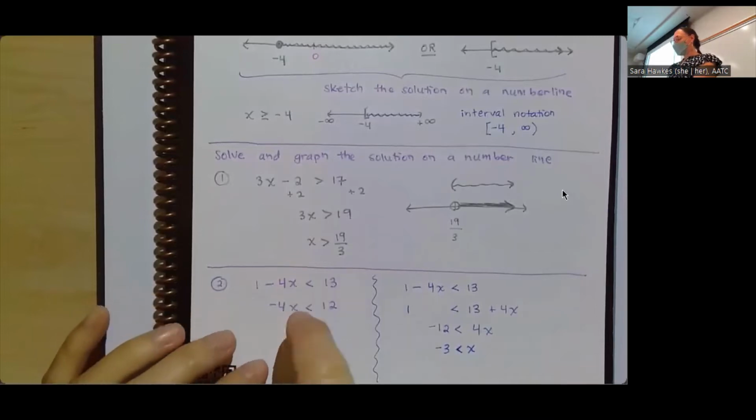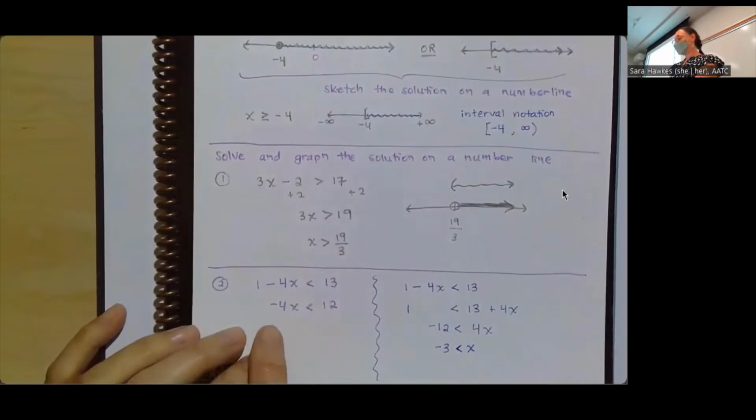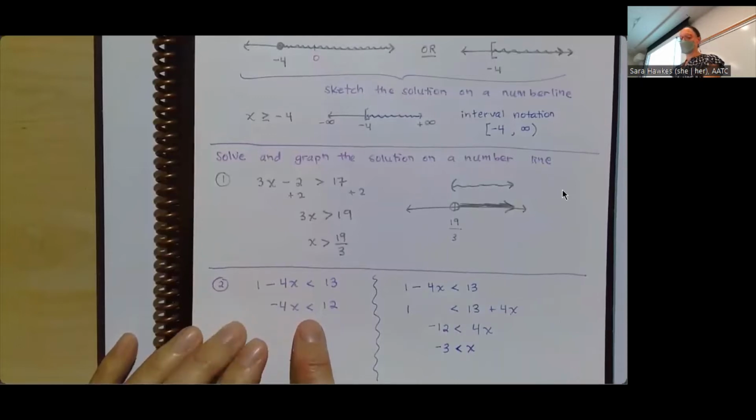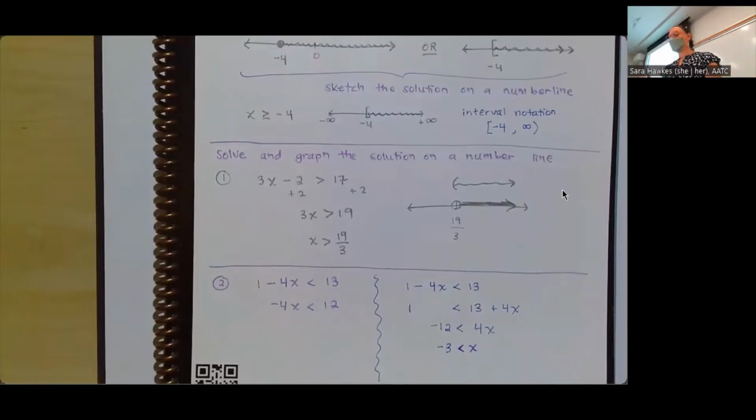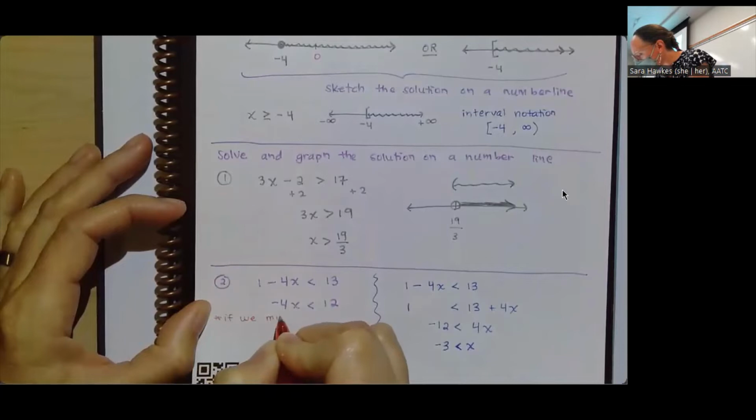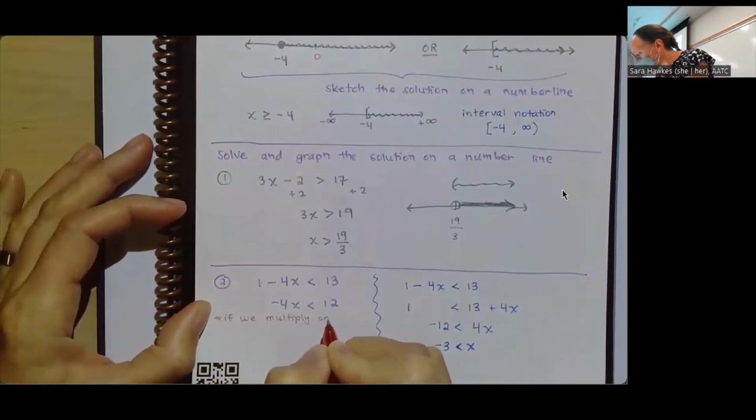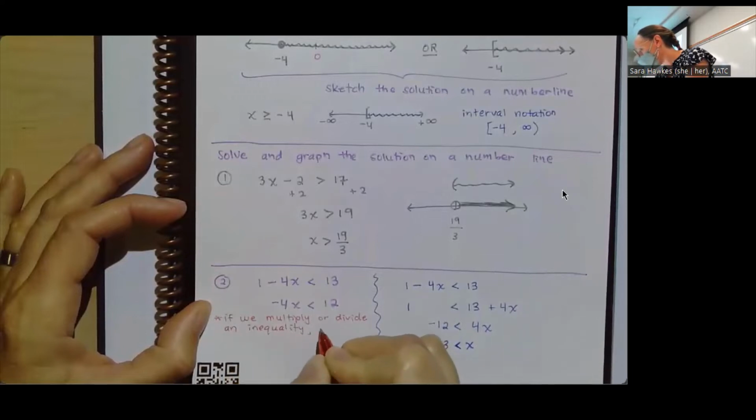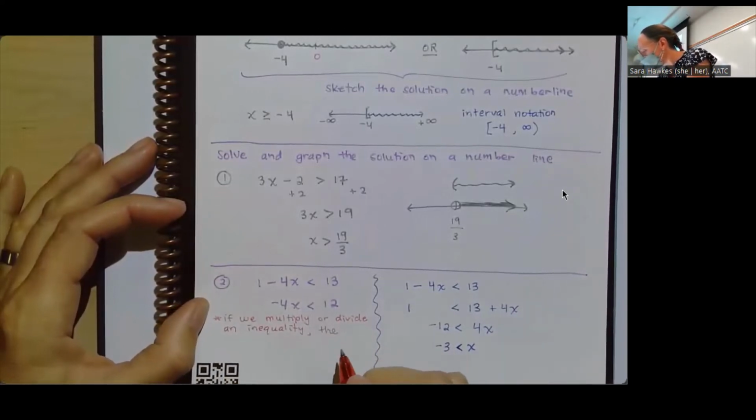Now, if we had gone down this path and I divided both sides by negative 4 right now, we would have ended up with the wrong answer. So the rule to make sure that that doesn't happen is that if we multiply both sides or divide both sides by a negative, the inequality symbol needs to flip.